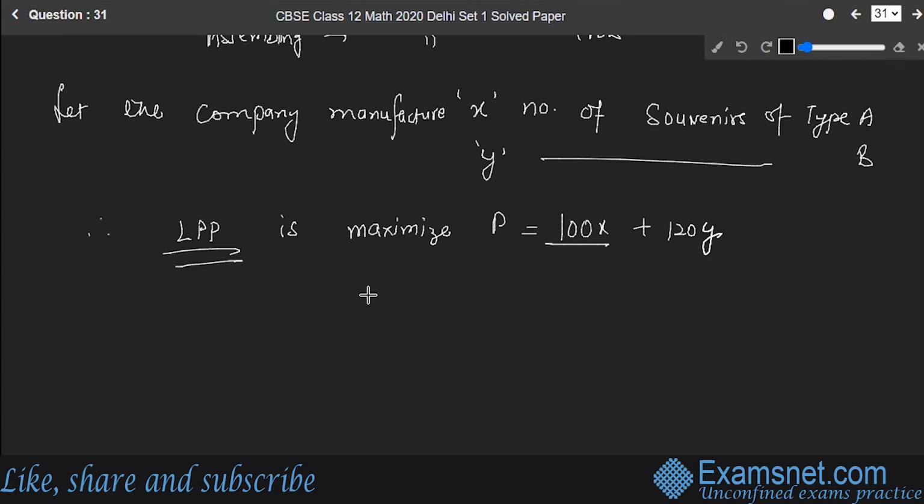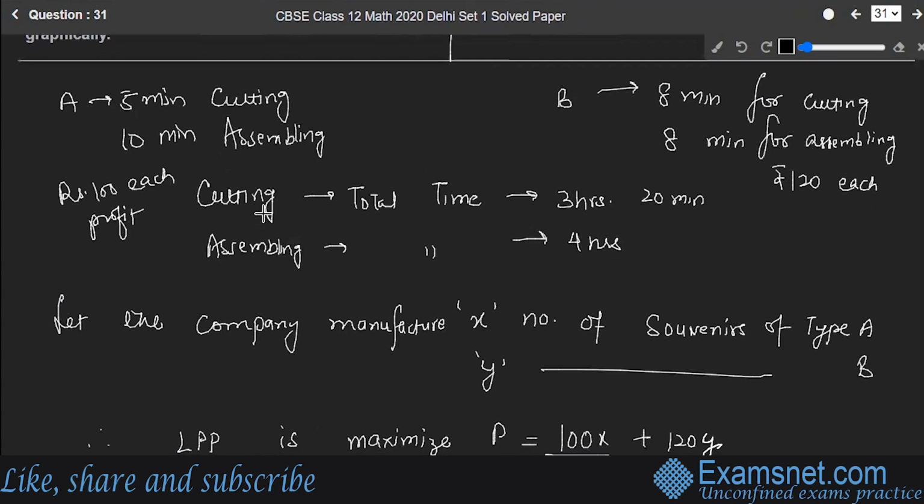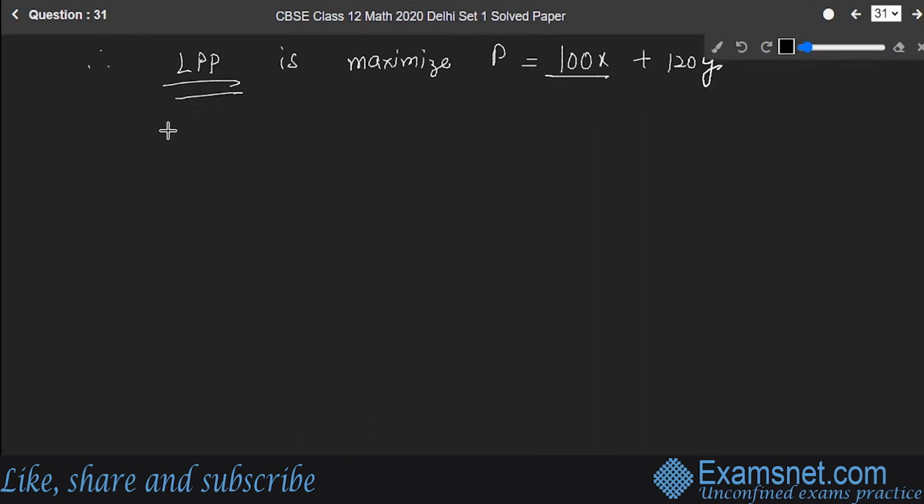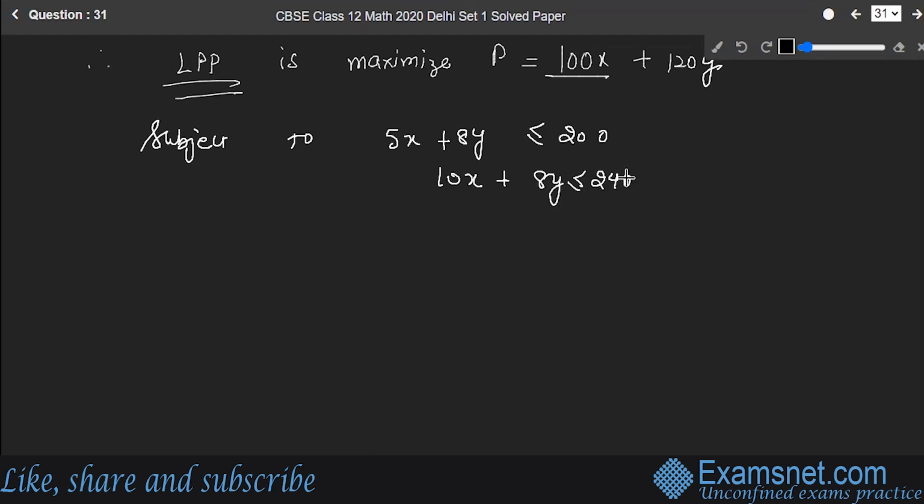Okay. So subject to here, what we have is 5x plus 8y. This is x and this is x and this is y and y. Subject to 5x plus 8y should be less than or equal to 200, and 10x plus 8y should be less than or equal to 240. Because we are talking about the time.